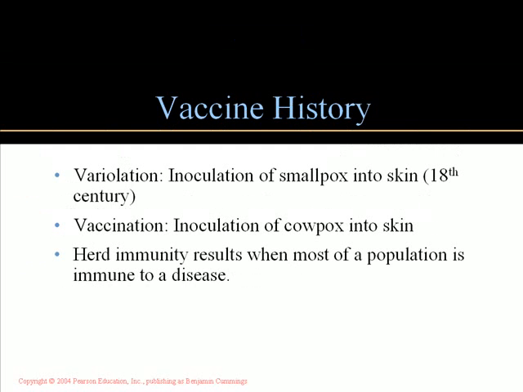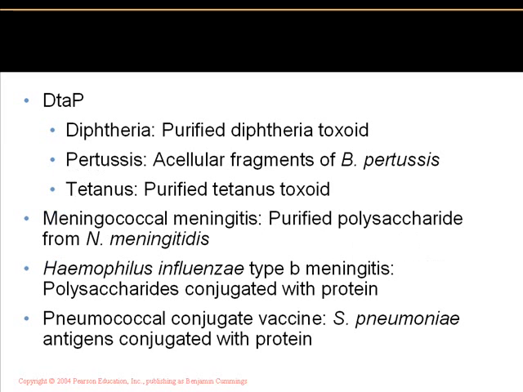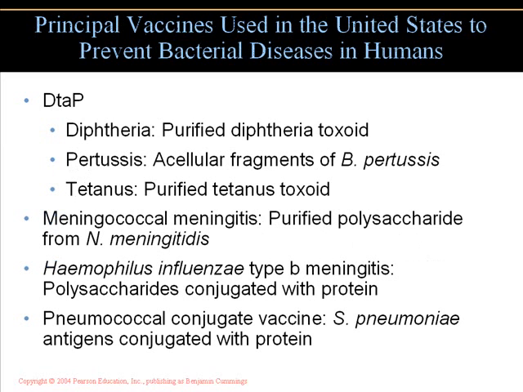So again, when we look at vaccines and their history, variolation is the inoculation of smallpox into the skin. This was done in the 18th century. Vaccination is the inoculation of cowpox into the skin. The term herd immunity results when most of the population is immune to a disease. Now remember, that's most of the population, not necessarily all of the population.